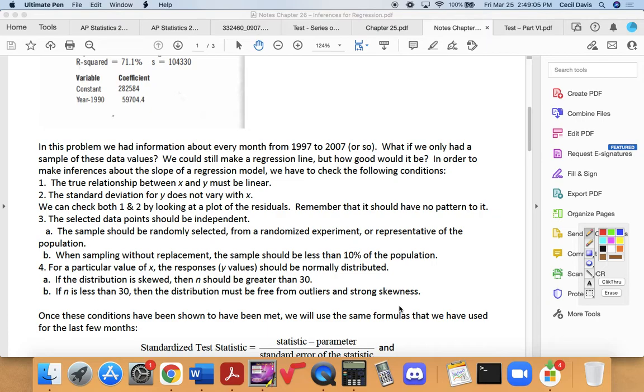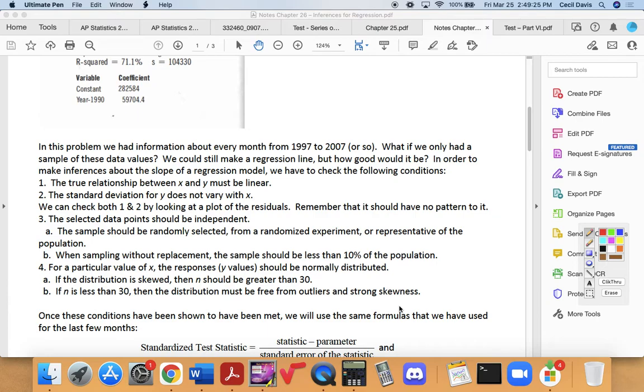They bug me too. The true relationship between x and y must be linear. Well, in just a second when we do a hypothesis test, our null hypothesis is that the slope is 0, which means there is no relationship.